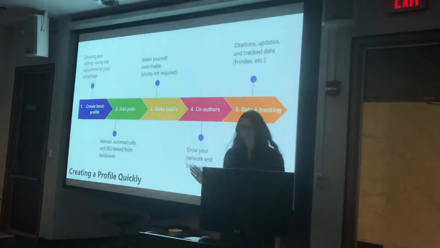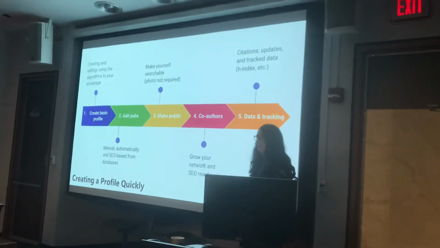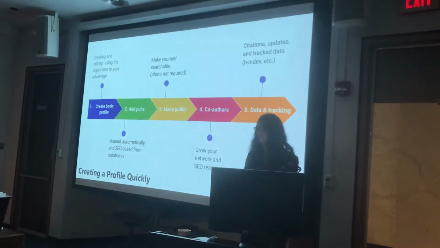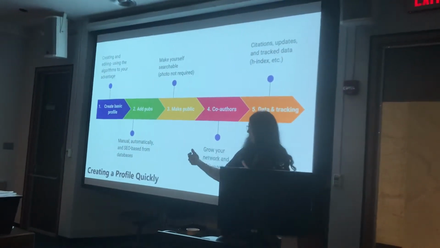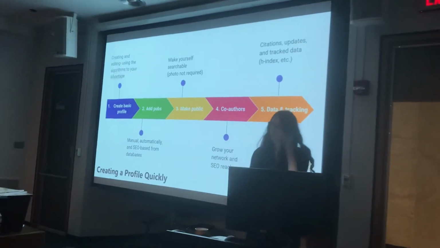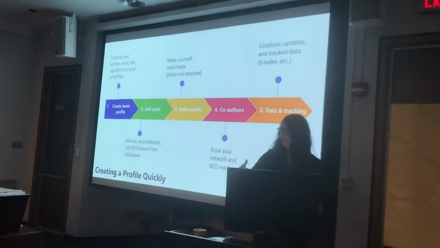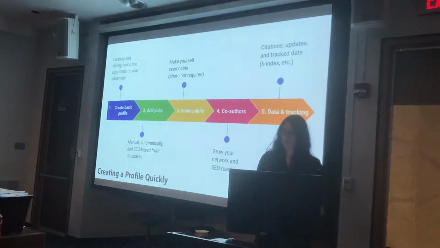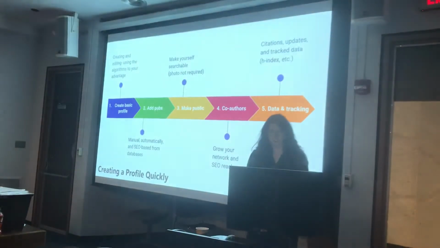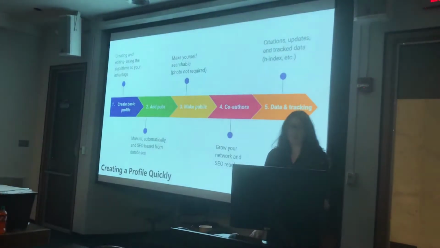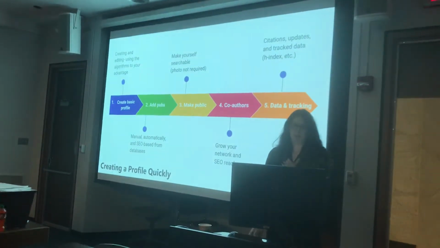Data and tracking, some benefits here. Citations are easy for you to track and download. I'll show you how to do that. So you can actually upload them to other systems too. You can download a RefWorks or a CSV file, like a spreadsheet file of your work. And then of course, H-index, you can obsessively check that too if you're interested in that. However, like I said, it's kind of depressing.